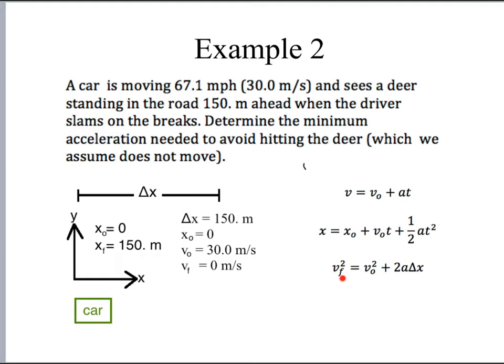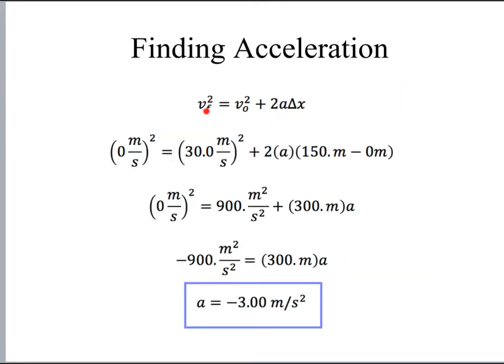V final we know is 0, V initial we know, the delta x we know. The only thing we don't know is a. So right away we can see that this equation is going to very quickly give us the path to finding our answer. So here's the equation we're going to use. The final velocity squared equals the initial velocity squared plus 2 times the acceleration times the displacement. Now the final velocity is 0. The initial velocity is 30 meters per second, which is squared. We've got plus 2 times a times the displacement, which is 150 minus 0.